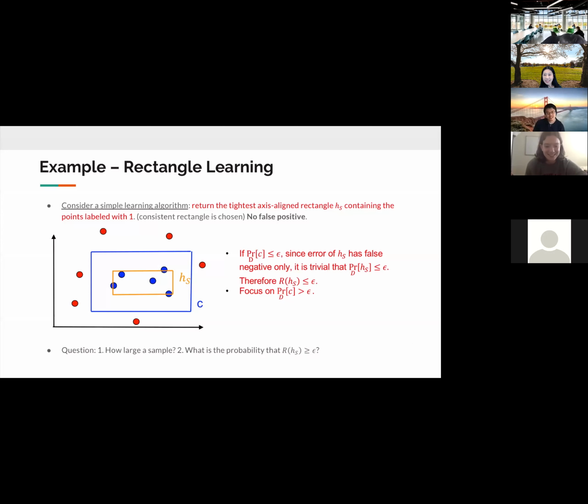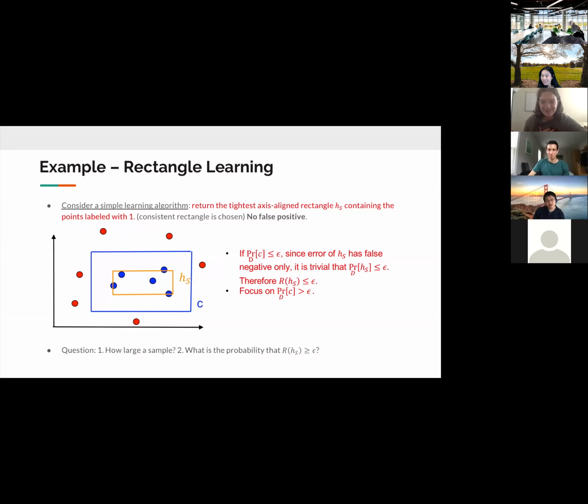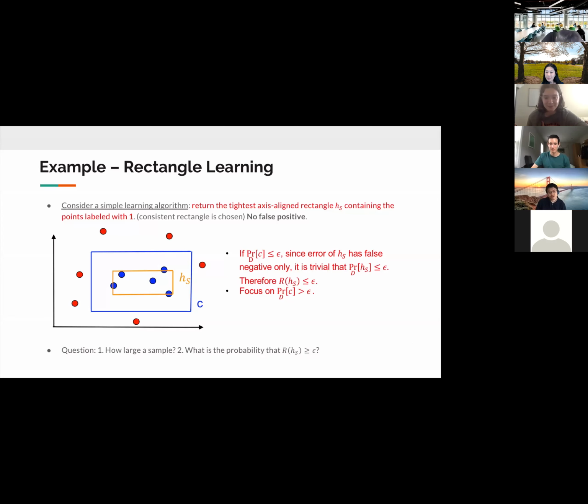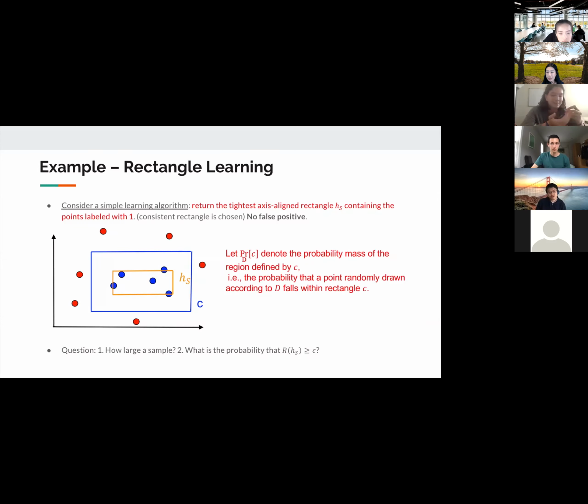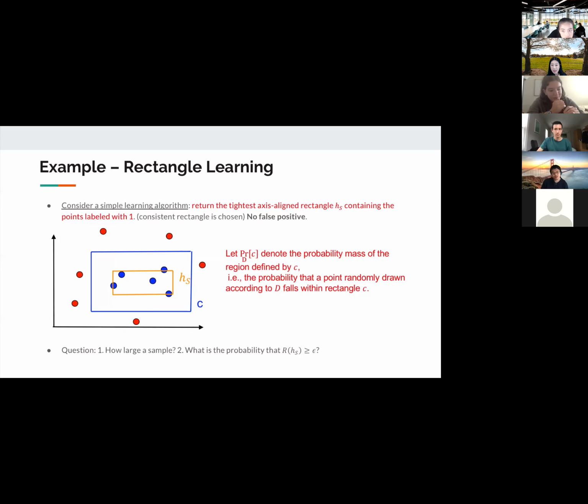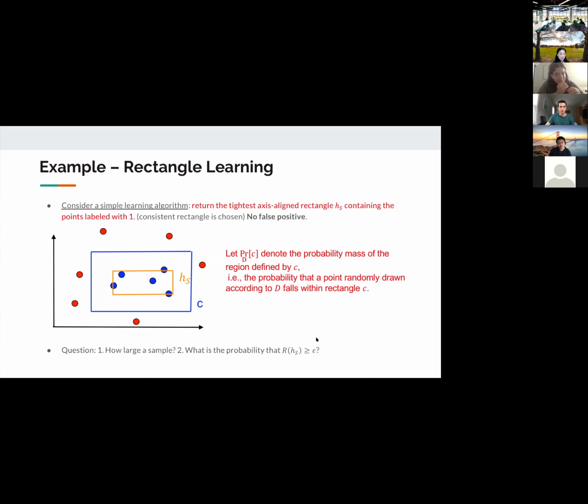Okay. I hope the discussion is fruitful. Anyone still have a confusion about the probability mass? So it's the probability of randomly drawing a point that would fall within rectangle C. Okay? So it's literally just the probability mass of the region defined by C.